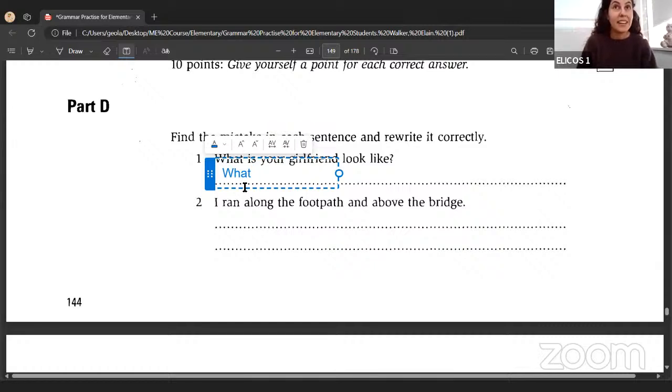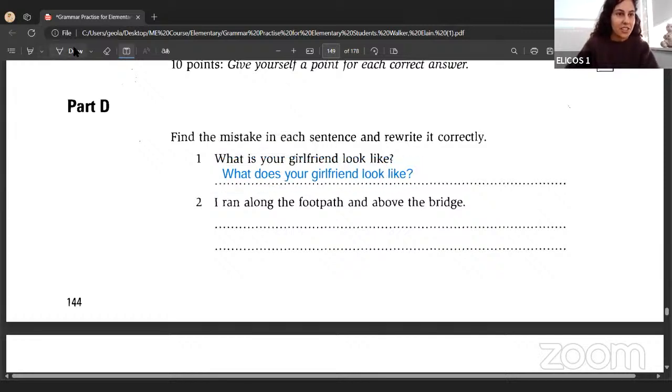Do? No, that's in the past. Present. What is your girlfriend looks like? No, you just read the same question. The same thing. What does your girlfriend, very close, look like?